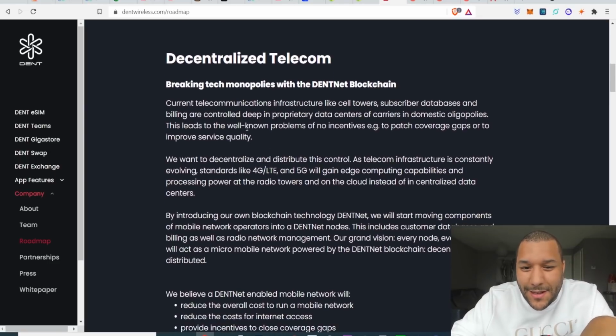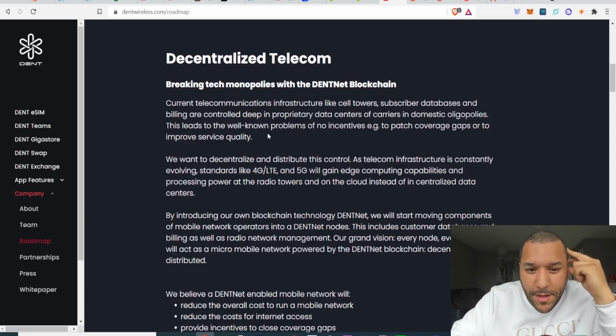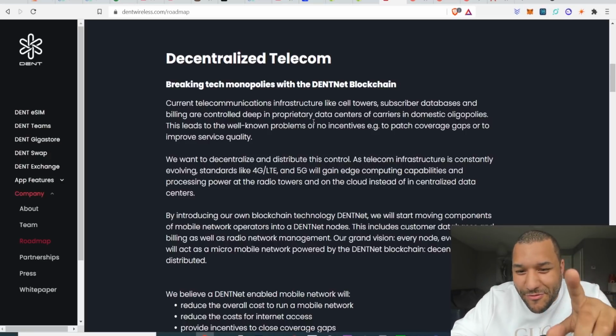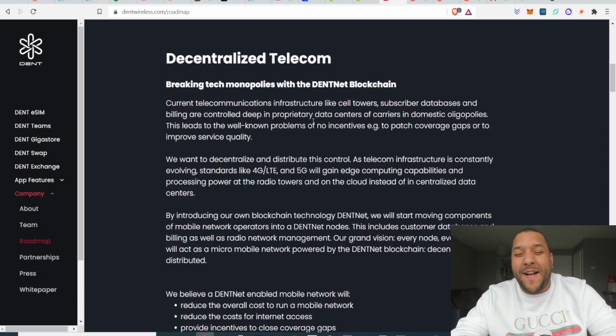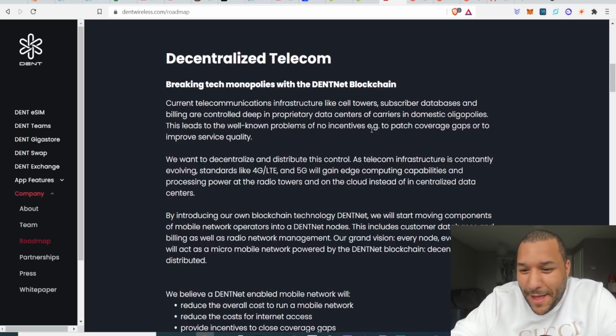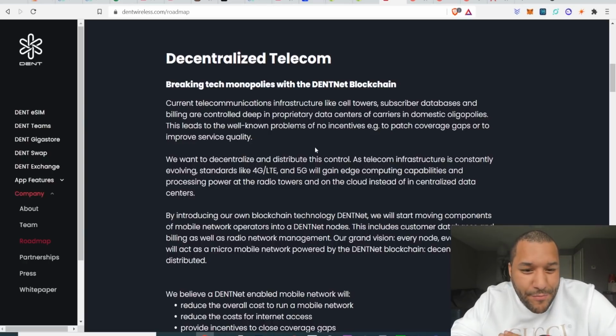Current telecommunications infrastructure like cell towers, subscriber database, and billing are controlled deep in the proprietary data centers of carriers in domestic oligopolies. This leads to the well-known problems of no incentives, for example, to patch coverage gaps or to improve service quality.